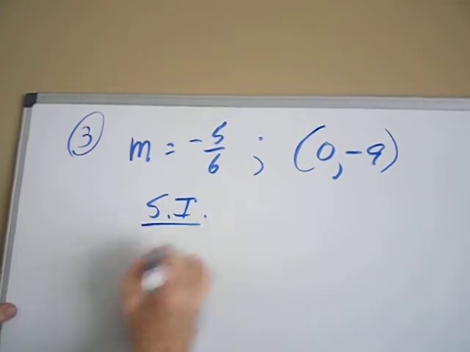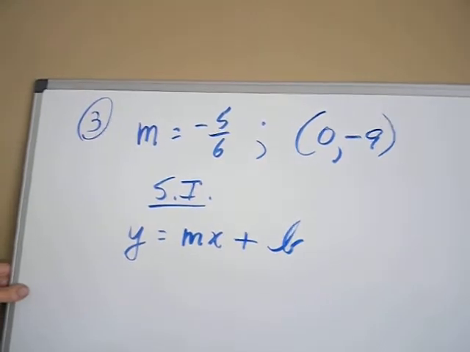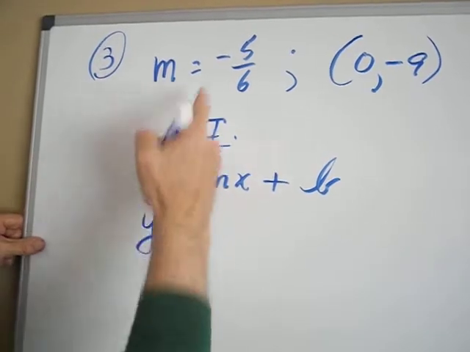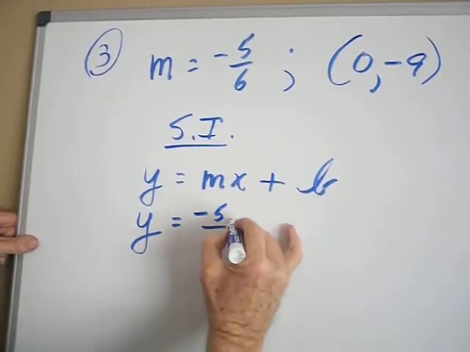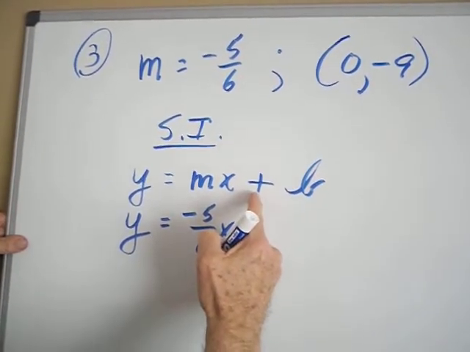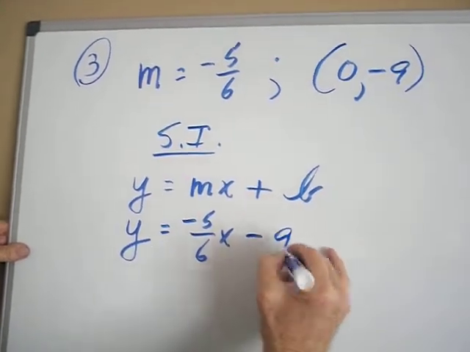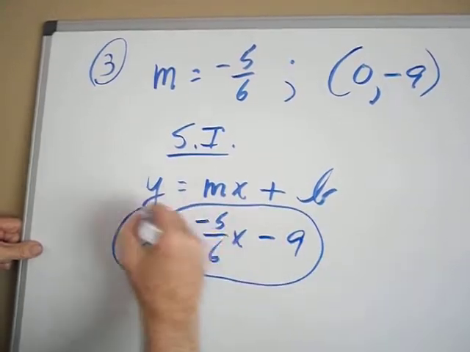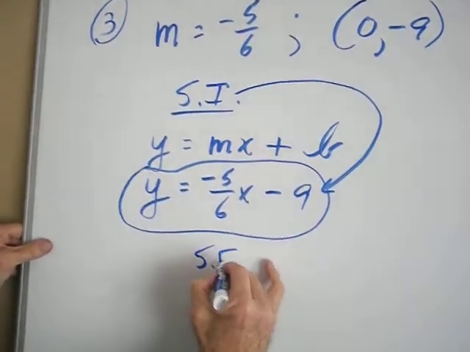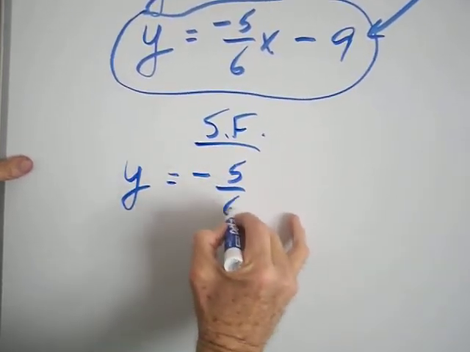SI. Y is equal to mx plus b. Let's substitute. Down, down, m, negative 5/6, x, your b, negative 9. You don't need to bring down the plus sign unless you want to. Just bring down the negative 9. Circle. There's your SI. SF. Bring down that equation that we just wrote, because it's the only one that we have to work with.